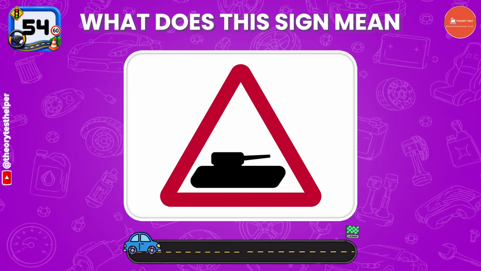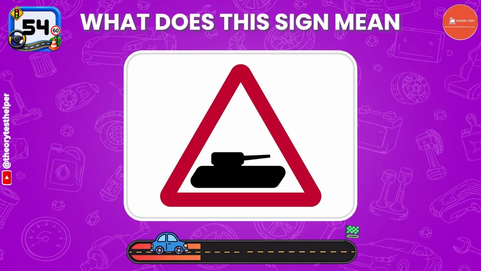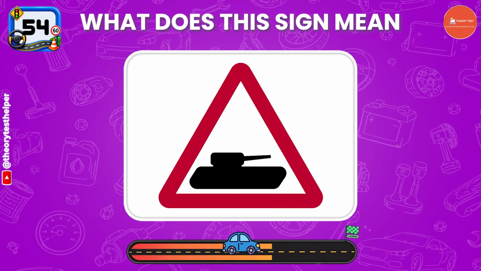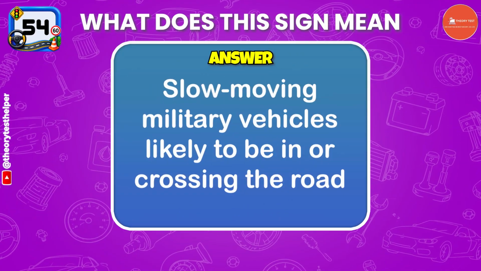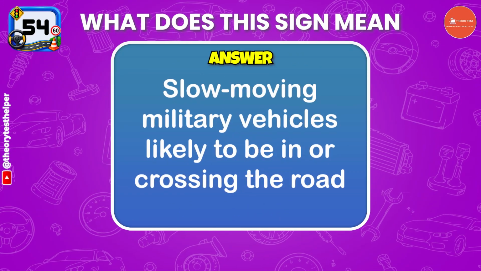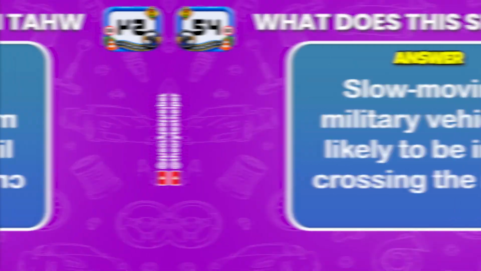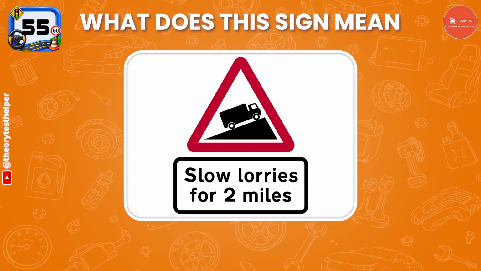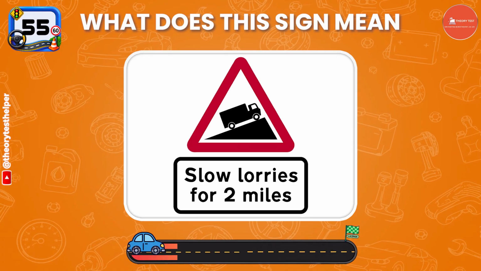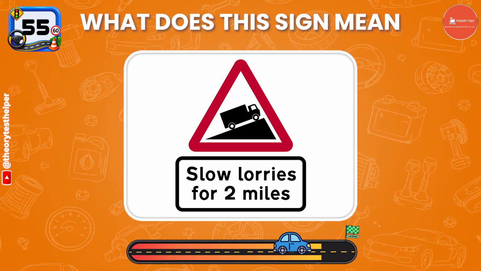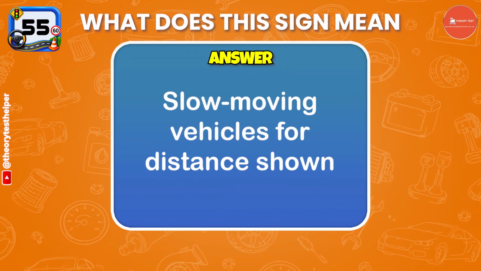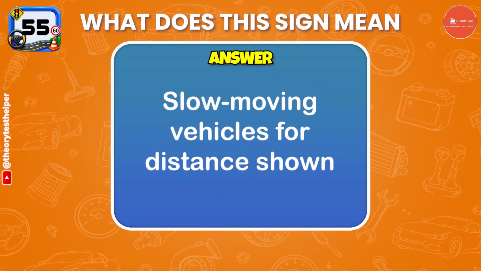What special vehicles might you see here? Slow-moving military vehicles likely to be in or crossing the road. What vehicles should you watch out for on hills? Slow-moving vehicles for distance shown.